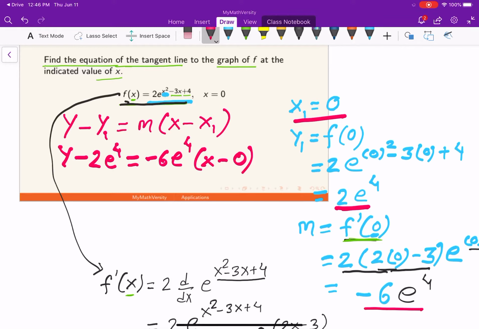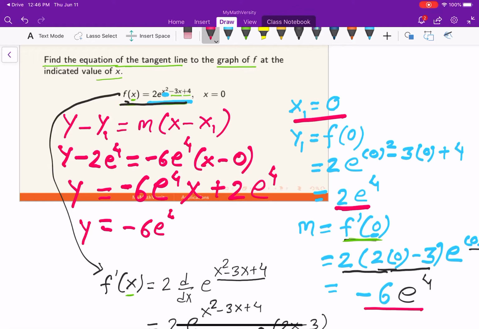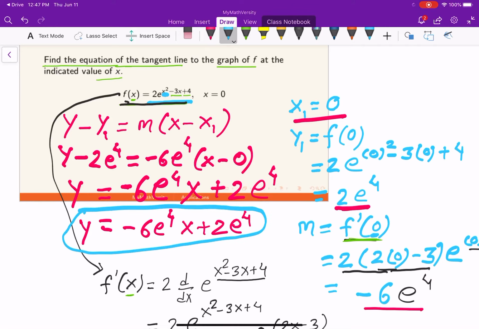If you want to rewrite this into the slope intercept form, this can be written as y equal to, now add 2 times e to the power 4 on both sides. When you do that, this can be written as negative 6 times e to the power 4 times x, since x minus 0 is x. And when we add 2 times e to the power 4, it goes on the other side. So this is already done. y equals negative 6 times e to the power 4 x plus 2 times e to the power 4 is the equation of the tangent line in the slope intercept form.